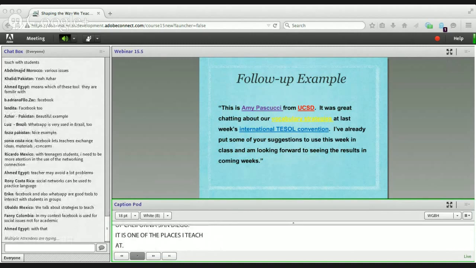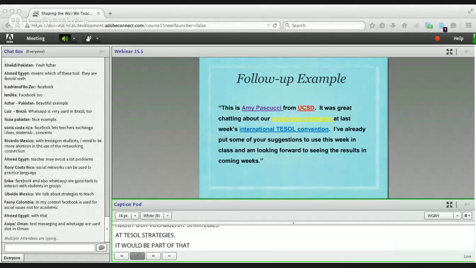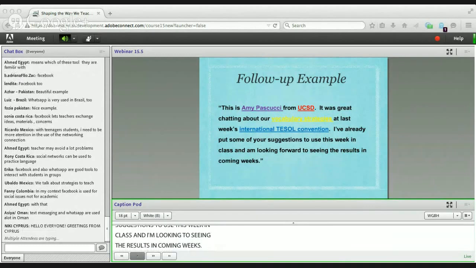And then I have, it was great chatting about our vocabulary strategies at last week's International TESOL Convention. So hopefully you can see the yellow, the vocabulary strategies, would be that part of the formula that mentions what we discussed, and then the blue is where we met. And then the last part is that optional part of the formula, right? I've already put some of your suggestions to use this week in class, and I'm looking forward to seeing the results in coming weeks. So this shows that I'm interested in what we talked about, and it leaves it open for future collaboration.